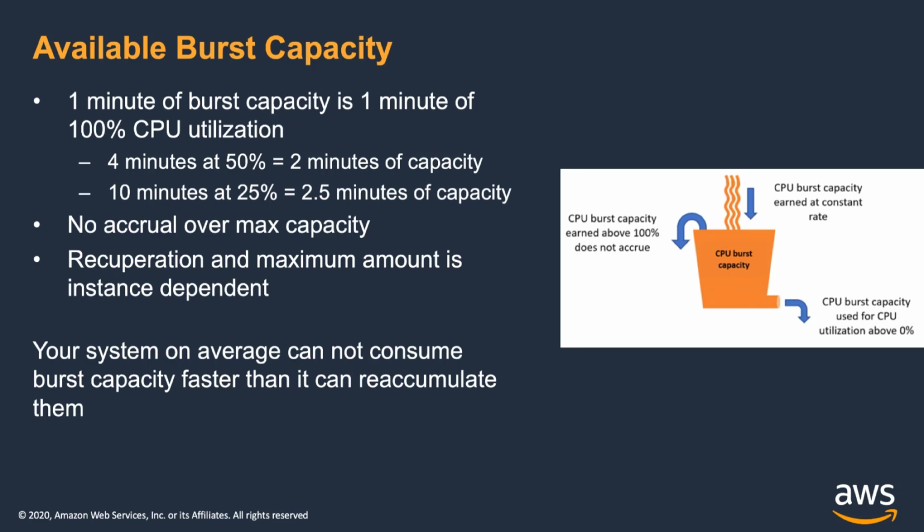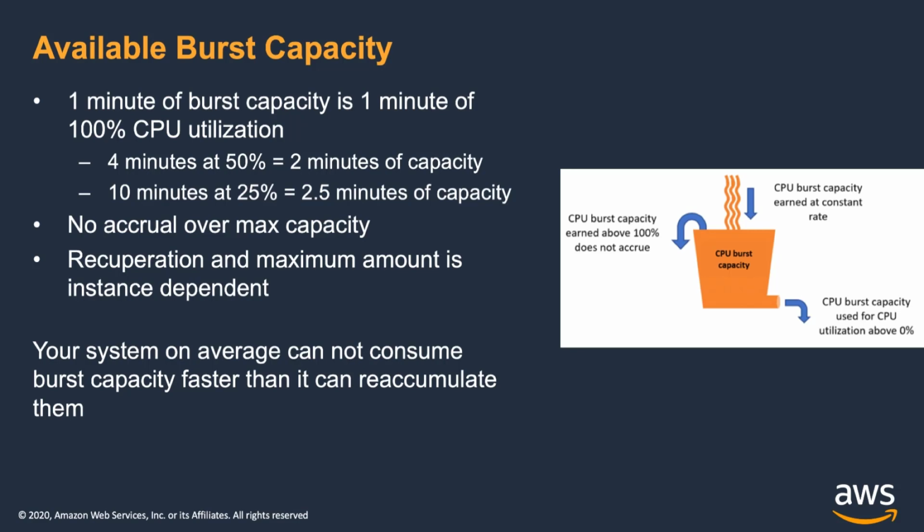There is, as I mentioned, a maximum capacity you can hold, and you can't earn more than that. The most you can ever have in reserve varies by instance size. It could be 75 minutes on one instance. It could be 288 minutes on another instance, depending on the size of the instance. At the same time, there's a recuperation rate: how fast do you earn CPU credits? You're always earning credits, constantly earning them up to the maximum. So while you're draining credits, if you're bursting, you're also earning credits.